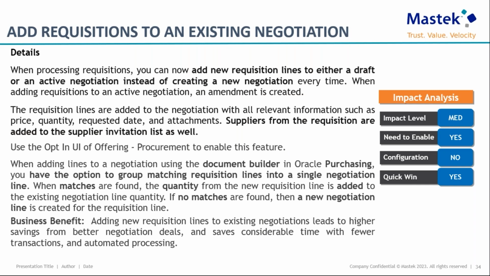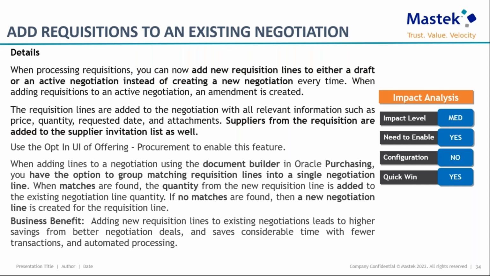Next update is add requisitions to an existing negotiation. So after creating a requisition, if you want to add the requisition lines into an existing draft negotiation, we could do that now. We need not create a new negotiation every time. The suppliers from the requisition will be added to the supplier invitation list, but this functionality is only available in the draft mode and not under the active negotiation.